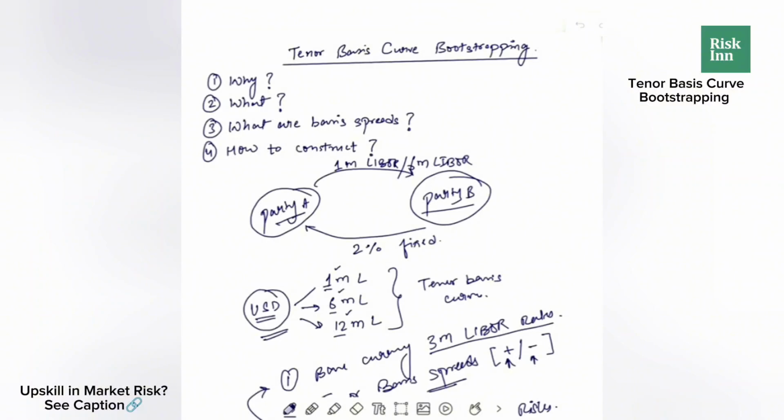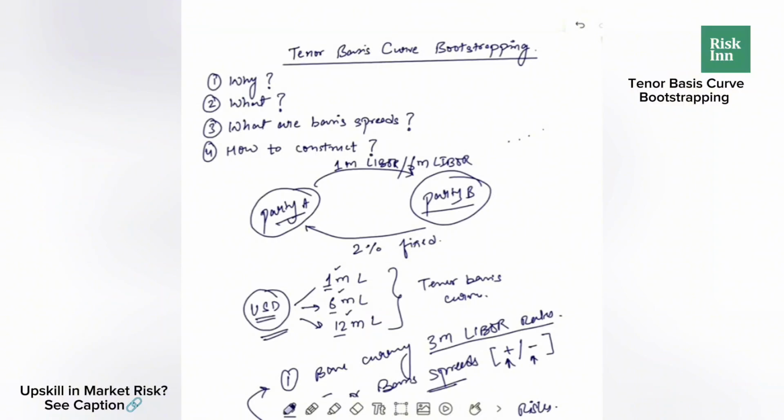For example, the difference between 3-month LIBOR and 6-month LIBOR forms part of the tenor basis. The curve plots this spread across different tenors such as 1 month, 3 month, and 6 month. The curve reflects the market perception of liquidity, credit risk, and funding conditions over time. So this is the basics of what tenor basis is.